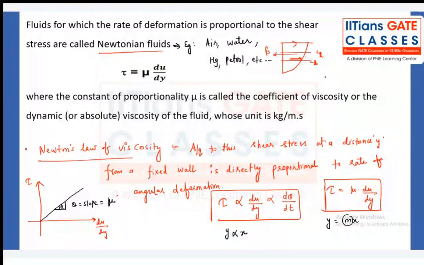Du by dy is basically the slope of the velocity profile. This is theta dot, which is nothing but du by dy. It is the slope measured from the vertical. The slope of the velocity profile is nothing but du by dy.